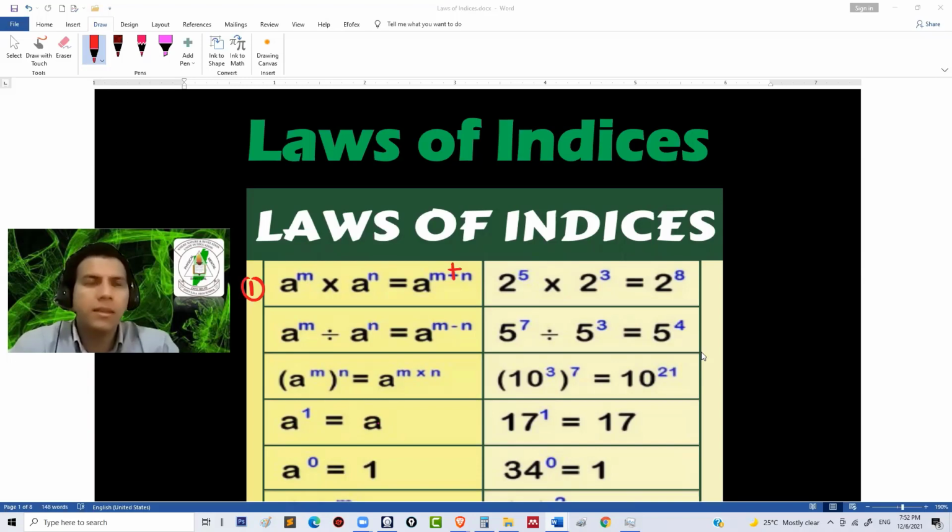The first law talks about multiplication. When you're multiplying terms with the same base, you will add the powers. So here we have the same base, which is 2. We'll add the powers 5 and 3. That gives us 2 power 8.